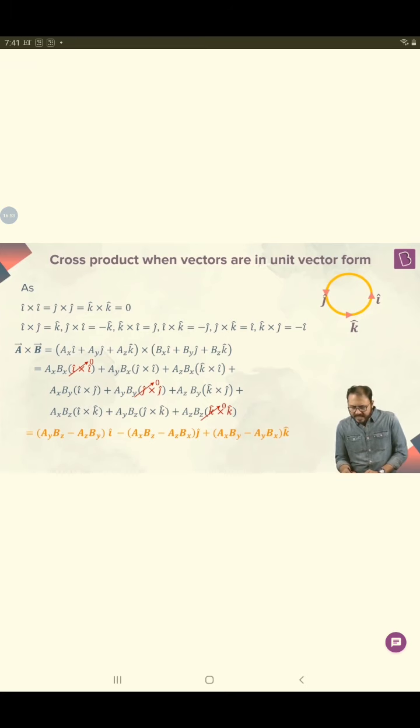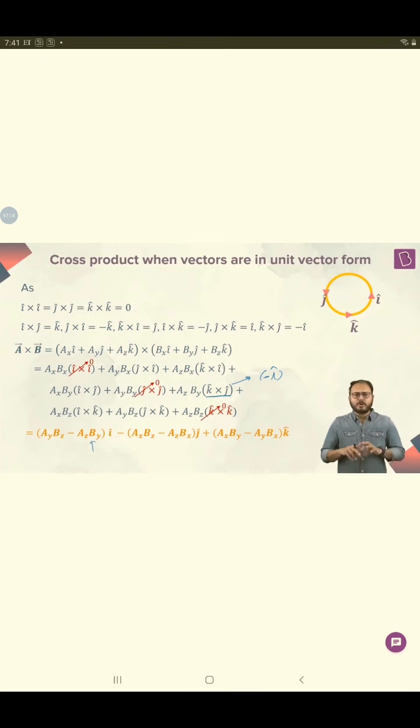Okay. K cross J. Tip number 1, check the sign. No sign, sir. Tip number 2, draw the bracket and write the third guy. K cross J. The third guy is I, sir. Right? I. And K cross J. The order is IJK. K cross J is opposite. So minus I, sir. So AZBY will have a minus I cap. See? AZBY will have a minus I cap.